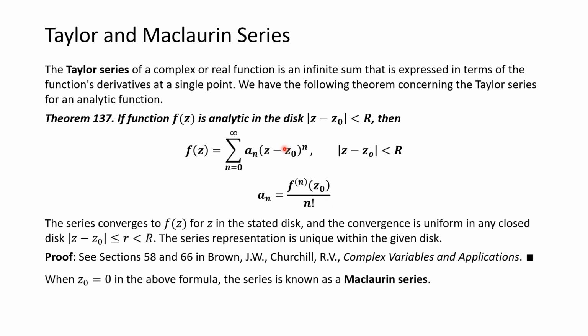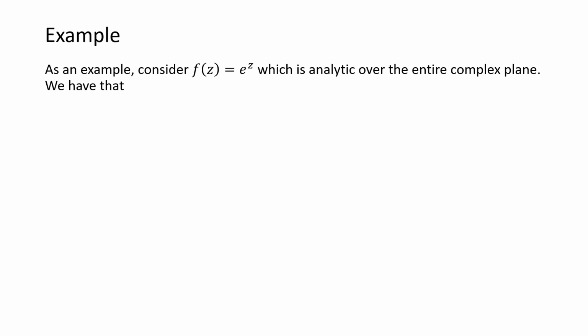And when z sub 0 equals 0, it's traditional to call the series a Maclaurin series. So that's basically a special case of the Taylor series. So let's take an example. F of z equals e to the z, which is analytic over the entire complex plane. So our disk is actually the entire plane. We don't have any restrictions there.